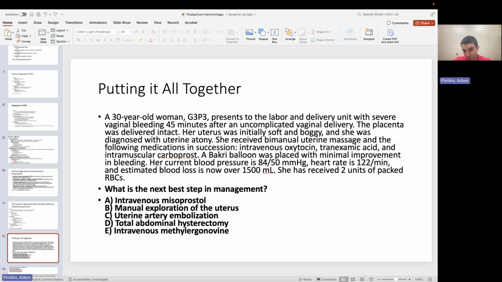She received bimanual uterine massage and the following medications in succession. She got intravenous oxytocin, TXA, intramuscular carboprost. They tried a Bakri balloon with minimal improvement in bleeding. Her current blood pressure is 84/50. Her heart rate's 122. Estimated blood loss is now over 1,500. She has received 2 units of packed red blood cells. So what should we do next? So take a second, think about it. You can pause your screen.